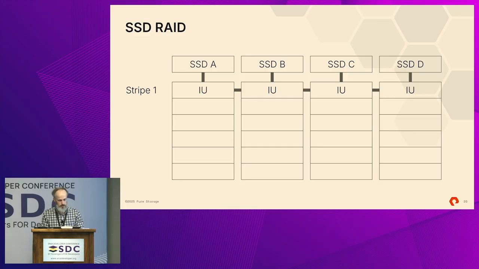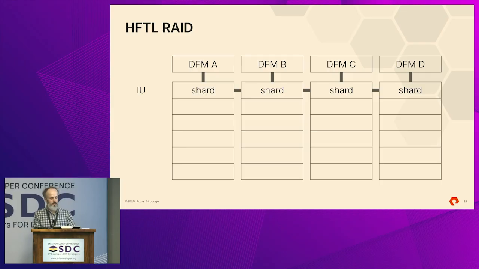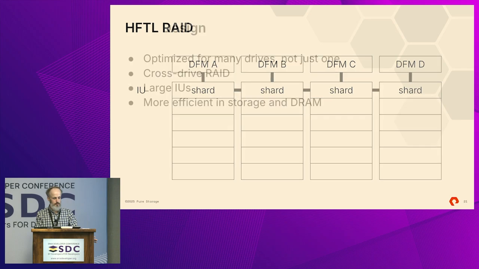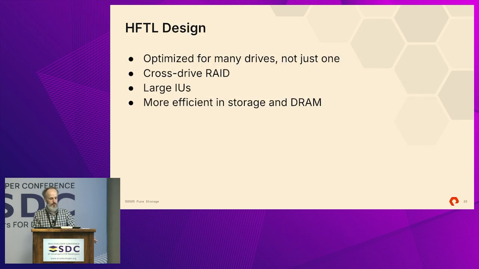In a traditional SSD system using cross-drive RAID, the natural IU size would be the RAID shard size. Thus, writing one RAID stripe creates one IU update in the local FTL in each SSD. But with the HFTL, the IU size can be the entire RAID stripe size. Accordingly, writing one RAID stripe is just one IU update in totality. A common RAID stripe width is 16. So the HFTL enables a 16 times larger IU and thus uses 1/16 of the DRAM.